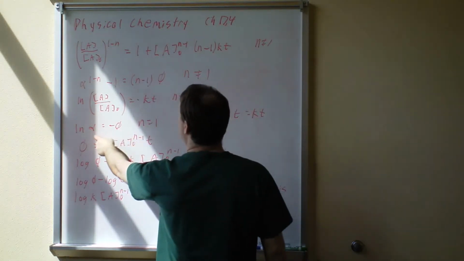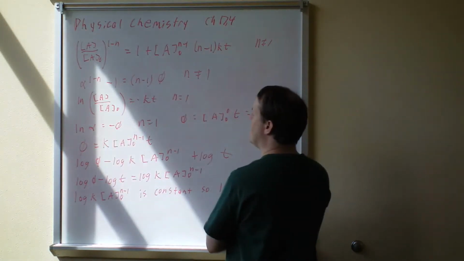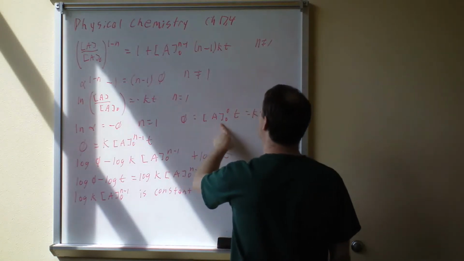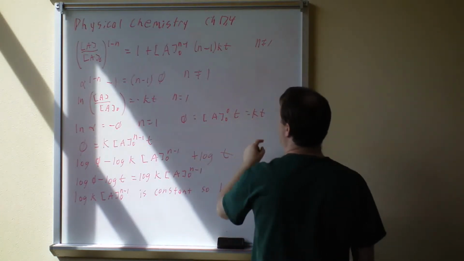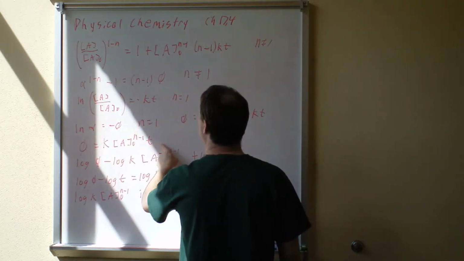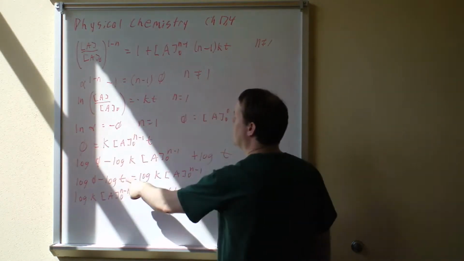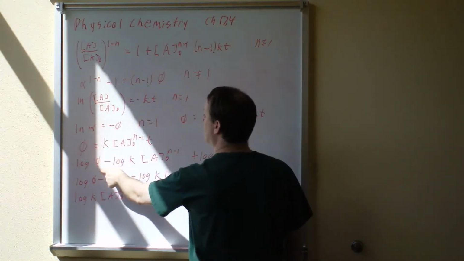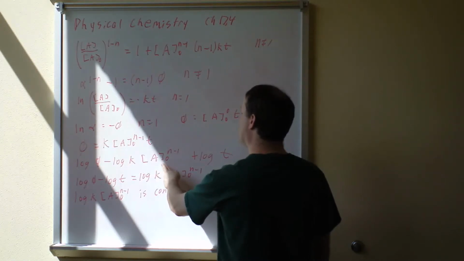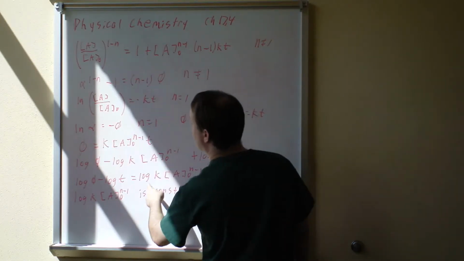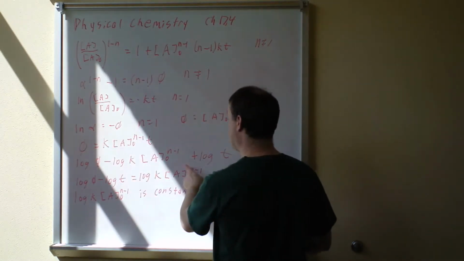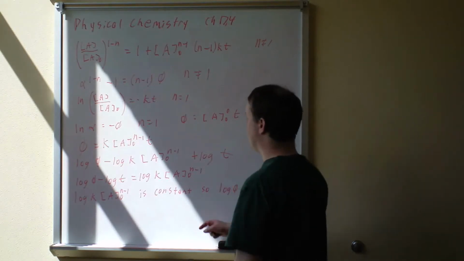So now we get the natural log of alpha equals phi. Now, that's for n equals 1. And then phi is equal to A naught times t, and that's equal to kt. So we get phi is equal to k times A naught to the n minus 1 times t. Taking the log of this, obviously, log of phi is equal to minus log of k times A naught to the n minus 1. So it's the natural log of this whole quantity actually. Probably should put parentheses there. And then plus log of t.